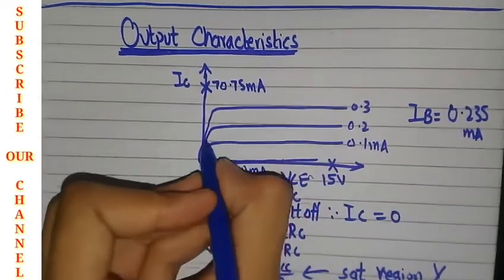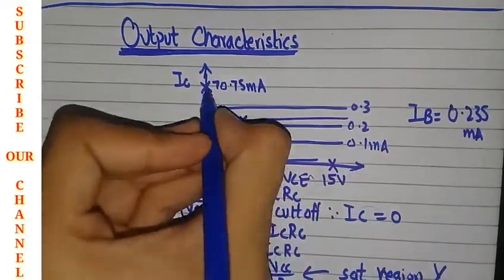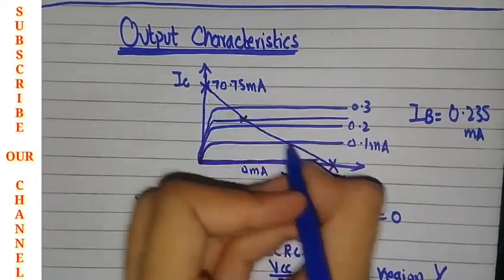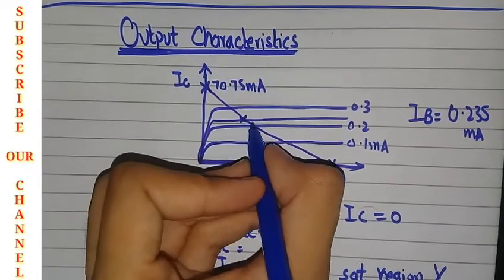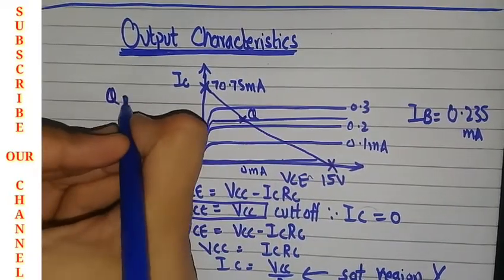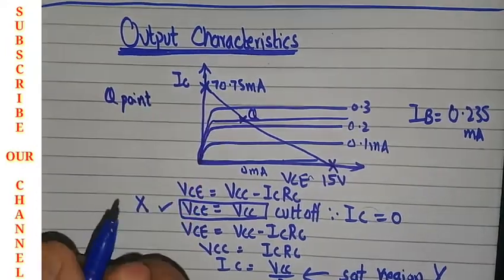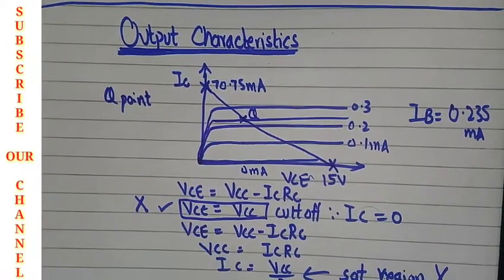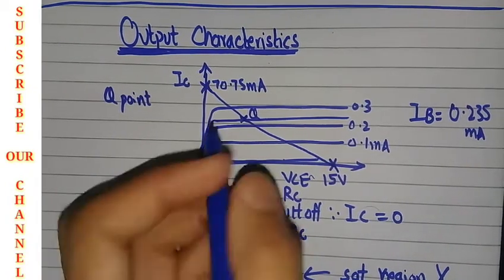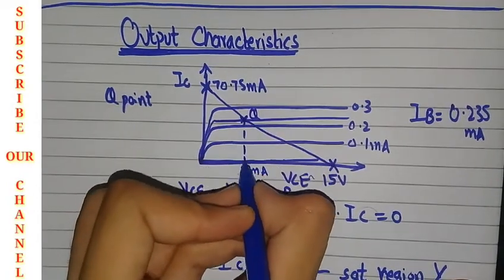At 0.235 we will draw a line, and here it cuts the line over there, and this will be a straight line. This point is called the Q point of the transistor. The Q point is the stability factor. If the transistor's Q point is more stable, then your transistor will work more efficiently. So this will give us two pieces of information.